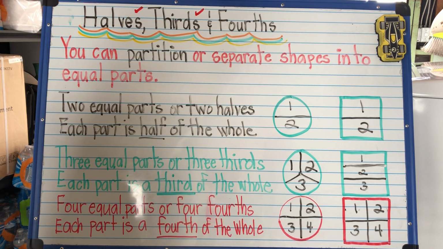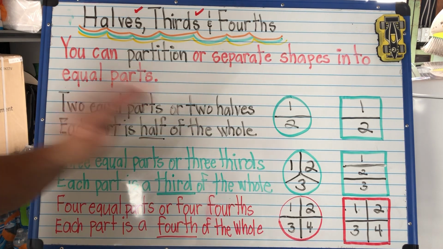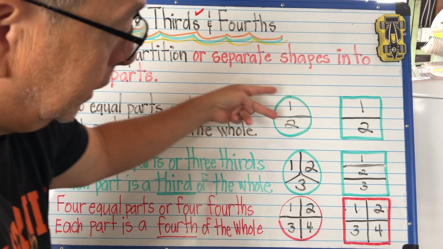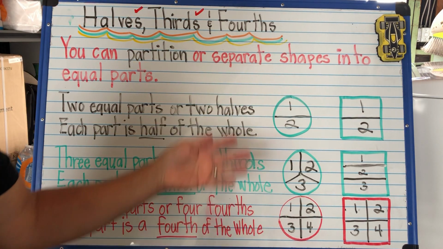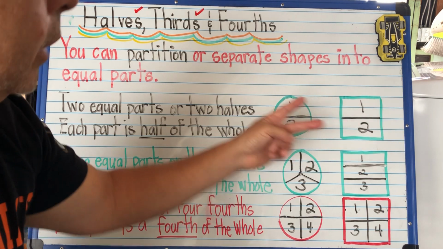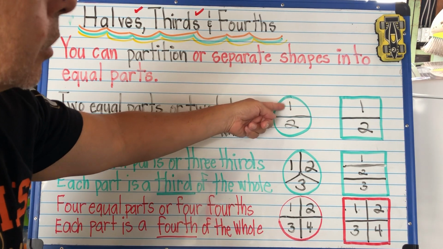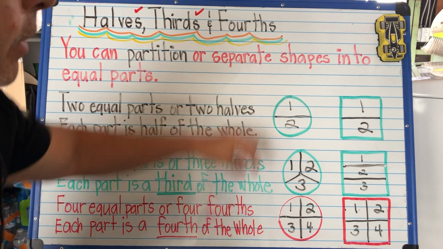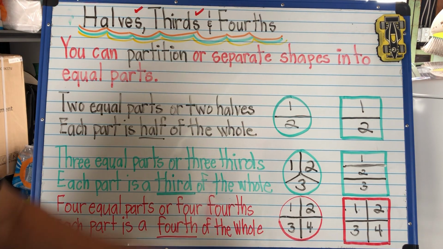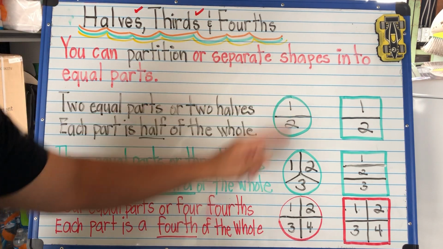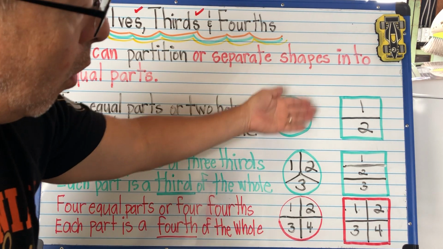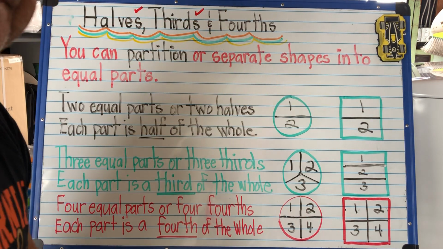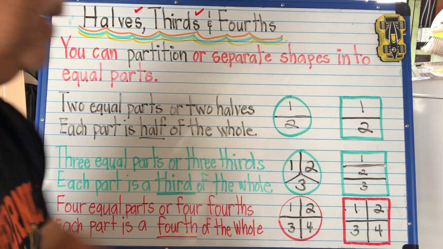Okay? Alrighty, so let's review once again. When you look at these two shapes over here, this circle and this square, they're both divided into two equal parts. Each part is called a half. This is divided into halves, two halves. There's one half and two halves. Each one of the parts is half of the whole thing. This is half of the whole thing. So is this. This is half of the whole thing.